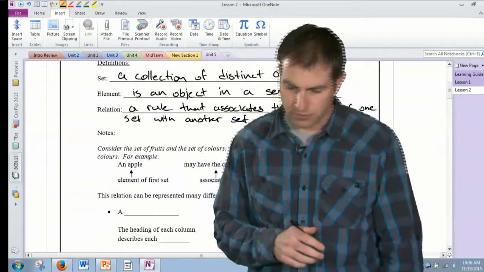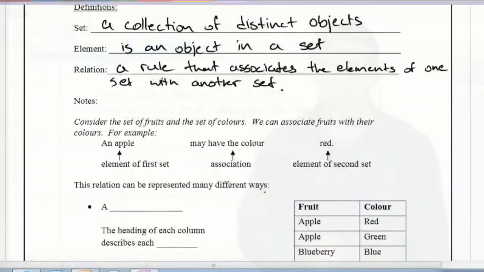Consider the set of fruits and the set of colors. So we're going to look at fruits and colors. We can associate fruits with their colors. For example, apples may have the color red. Apples can also be green, shades of red, pink. They could be lots of different colors, but they may be red.